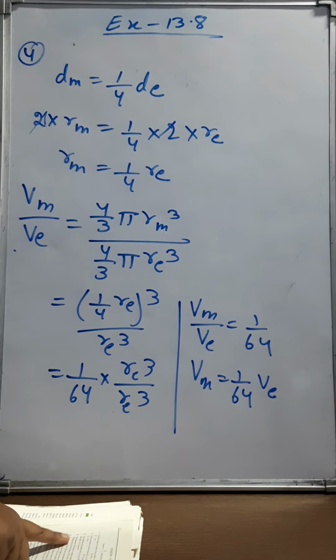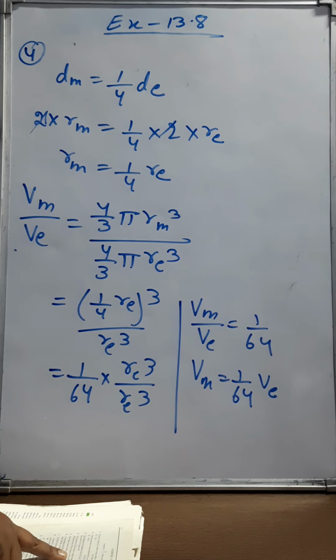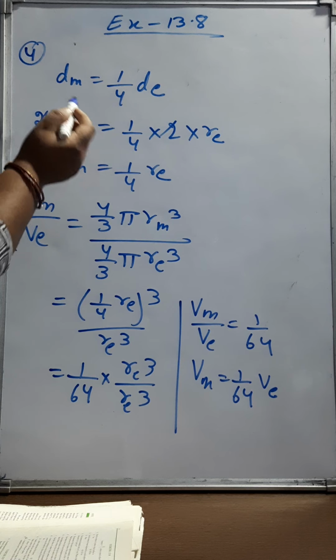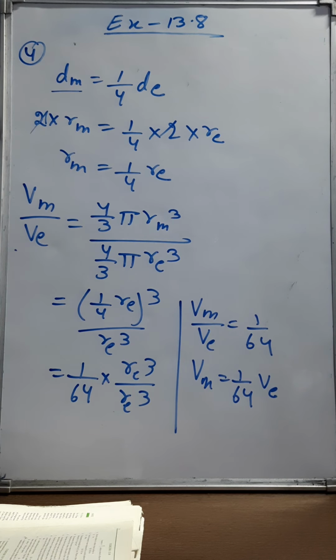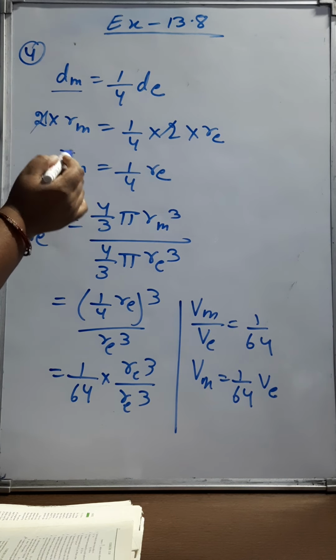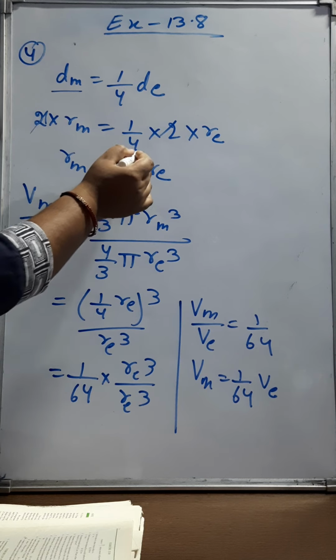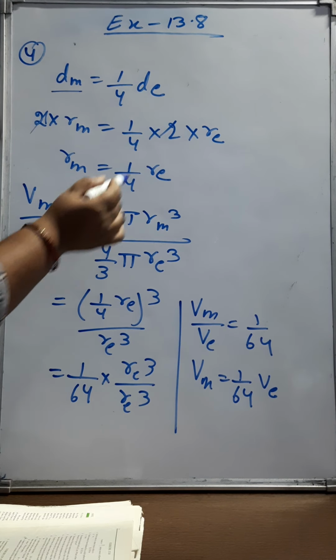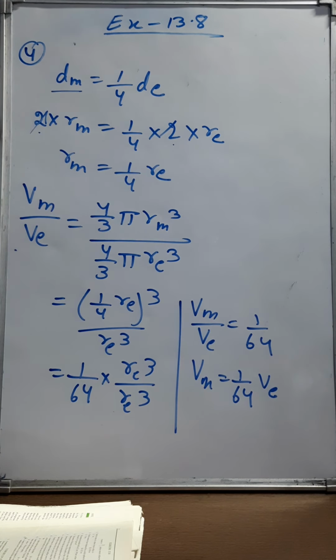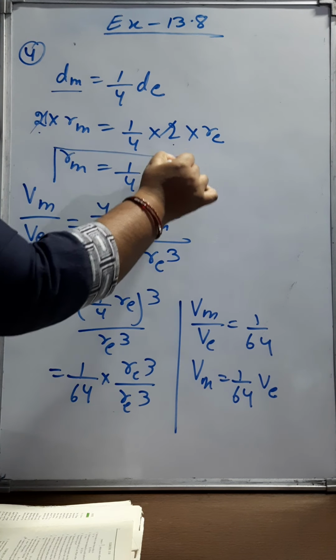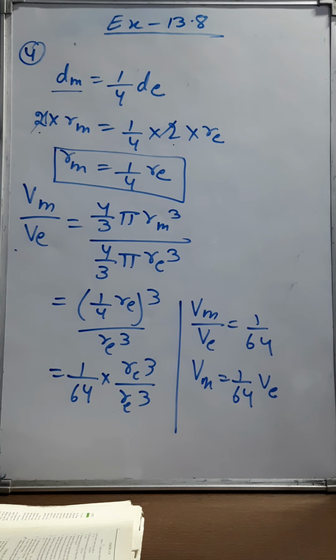Question number 4 says the diameter of the moon is approximately 1/4 of the diameter of the earth. What fraction of the volume of earth is the volume of the moon? So here it's given in the question that diameter of moon is 1/4 of diameter of earth. So at the place of diameter of moon, I wrote twice into radius of moon is equal to 1/4 into twice of radius of earth. This 2 can get cancelled, and we got radius of moon is 1/4 of radius of earth.